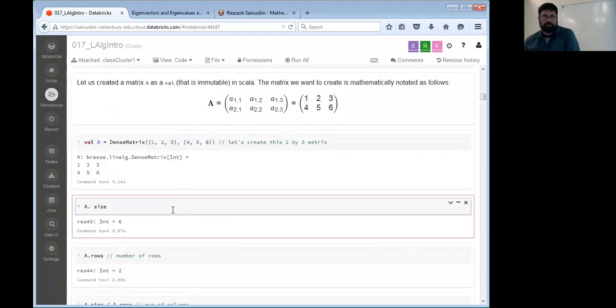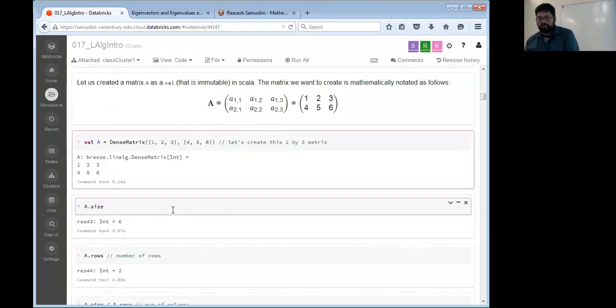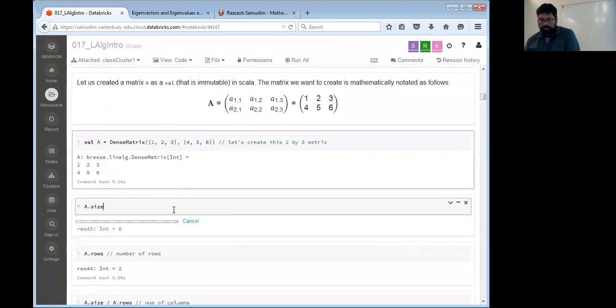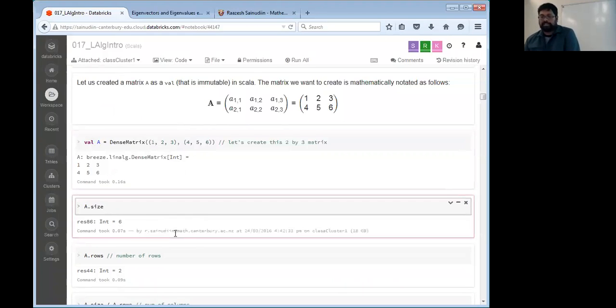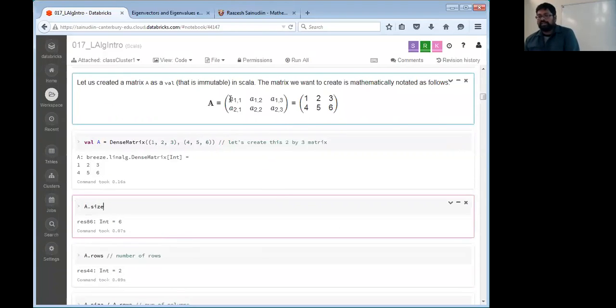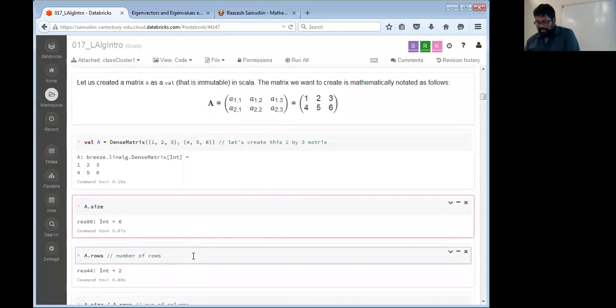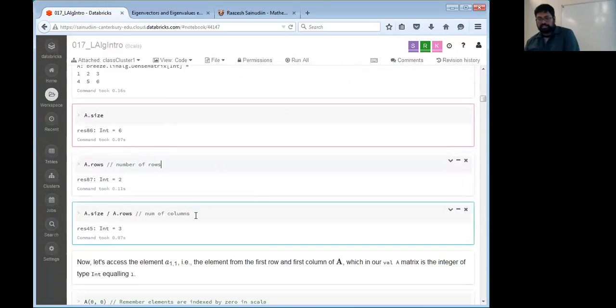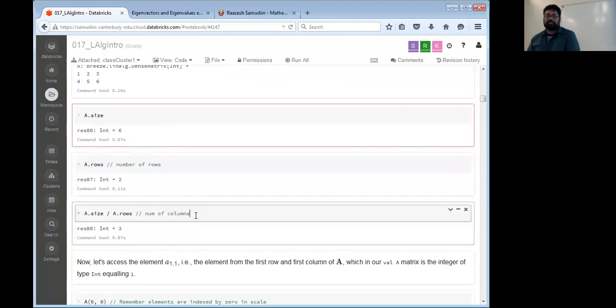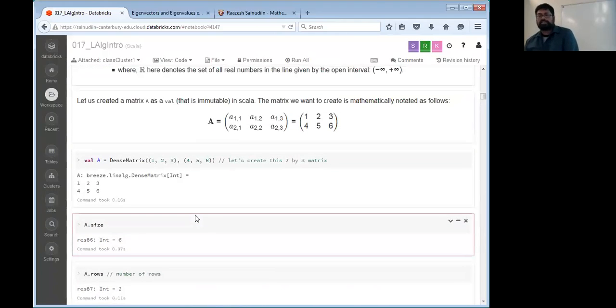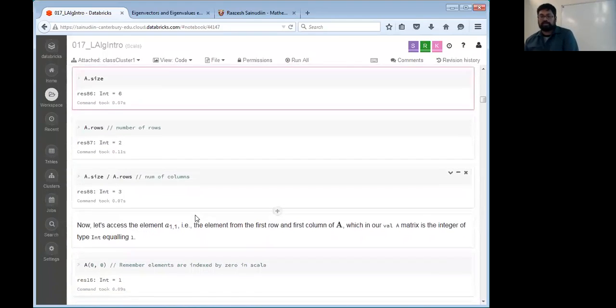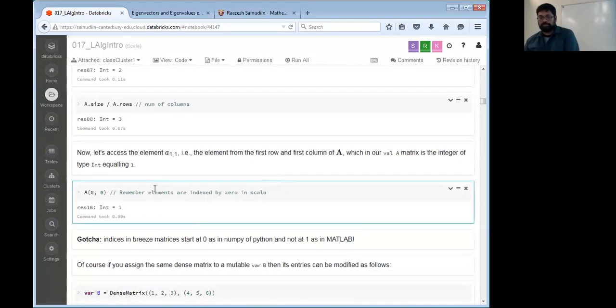So this is kind of how I figure out syntax, and then I have to go dive into the docs. Okay, so A dot size, it's 6. So what it's doing is basically representing the matrix as one long, one-dimensional object, right? So you can ask what's the number of rows? That's 2. So clearly the size divided by the number of rows gives you the columns. This is basically how Scala Breeze deals with matrices.